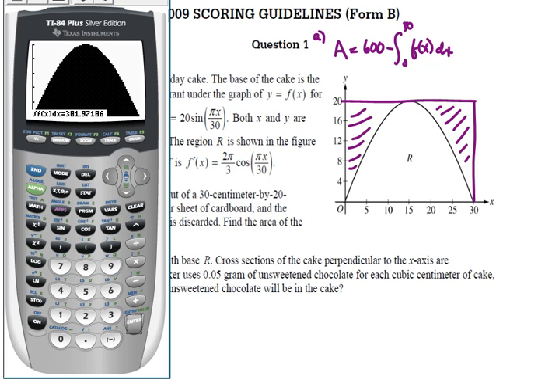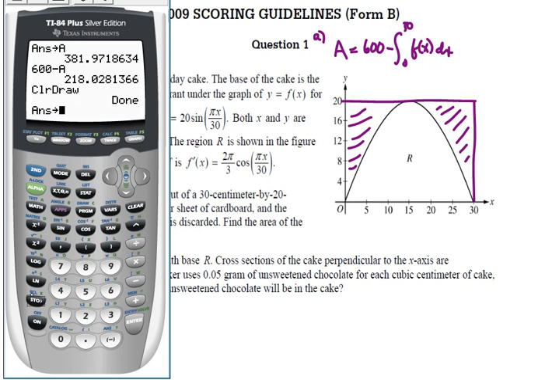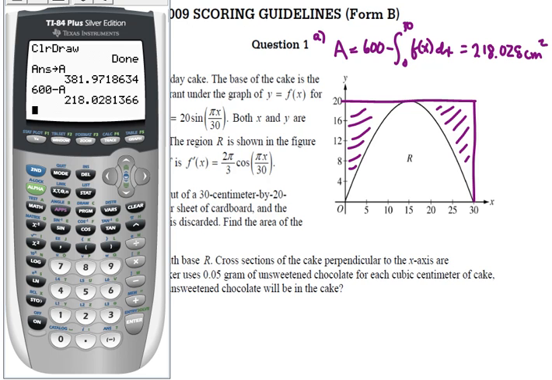381.971. Now if I wanted to store that amount without writing it down, I could simply hit store and put that area into the variable A, and I would get 381.971, etc. And now 600 minus A would give me 218.028. In this case, they don't ask for units, but you should always get in the habit of putting the units there when they're given. Alright, we'll go on to part B.